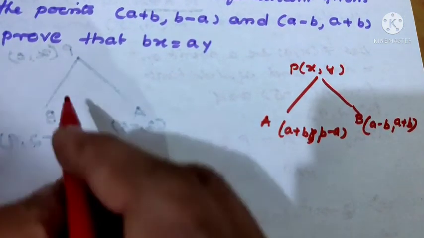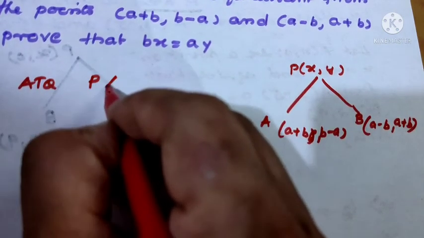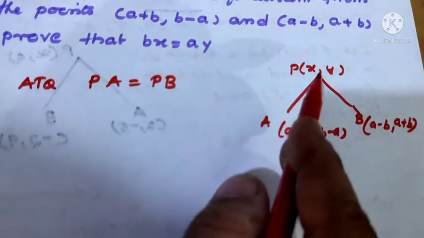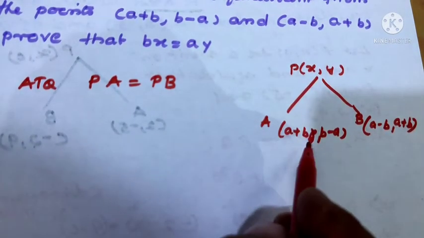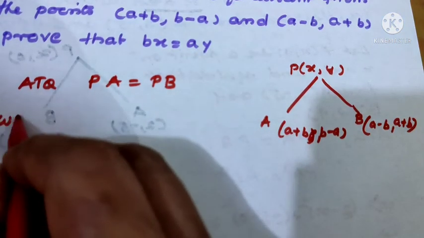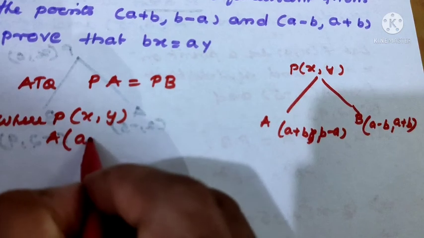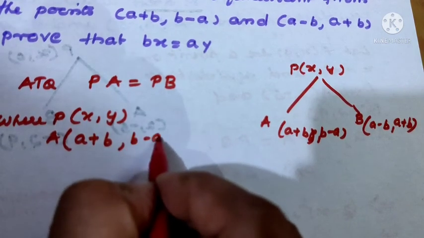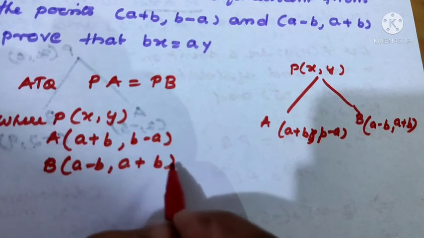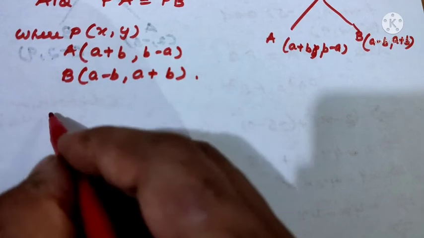Now let us see that we know that already according to the question, PA equal to PB, where P equal to x comma y, A is a plus b comma b minus a, then B is a minus b comma a plus b. Now we have to prove that bx equal to ay. So we'll write the solution now.